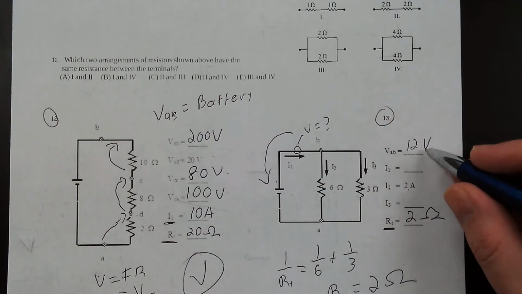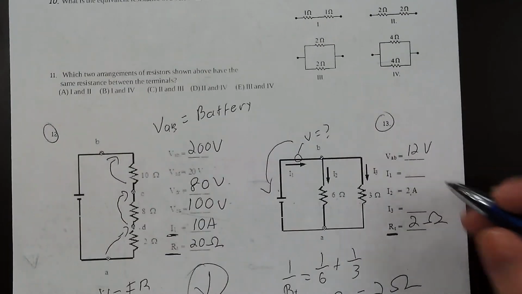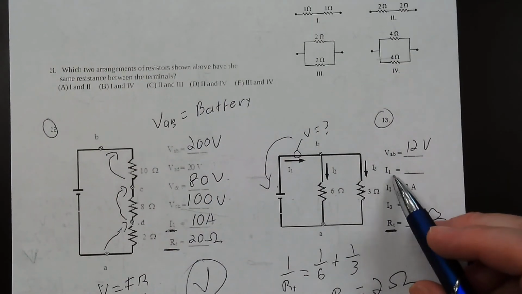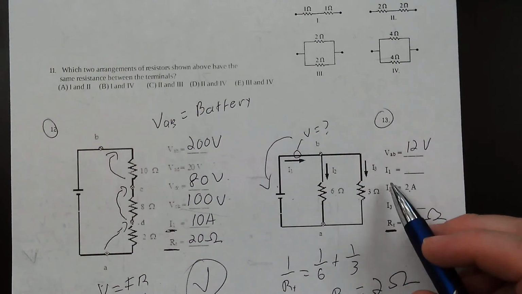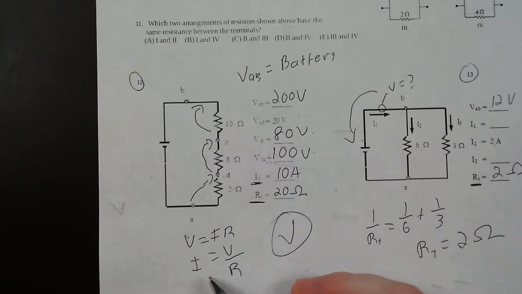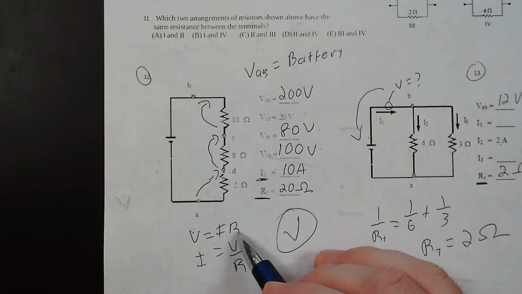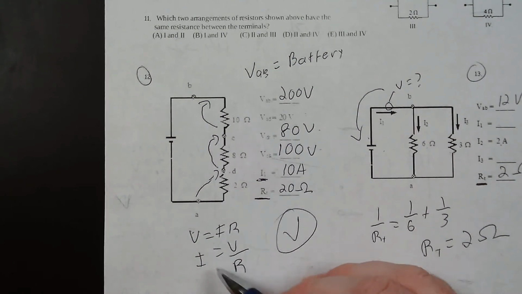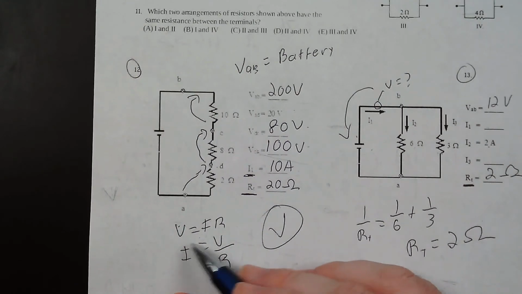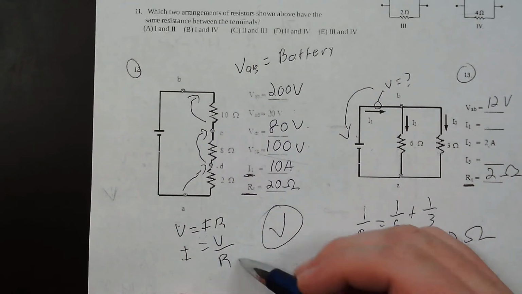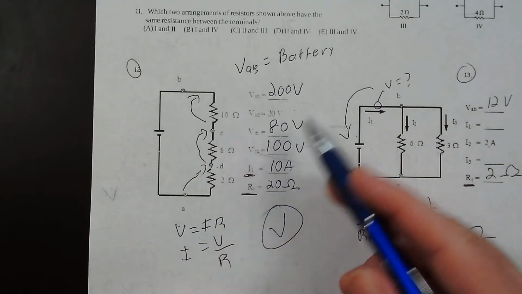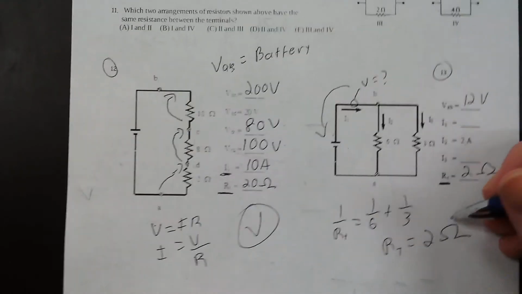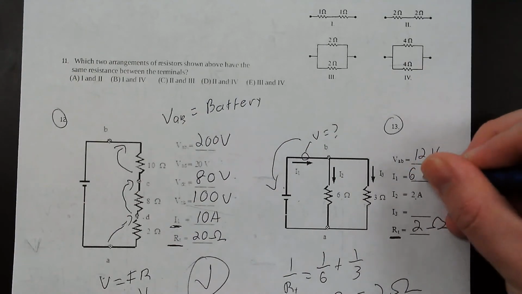Alright, now that I know the voltage of the battery, I can go ahead and find everything else I need. If I wanted to find the total current, that would be, again, using Ohm's law, V equals IR, or I is V over R. I'll use this one. So the current for the whole circuit, I1, is going to be the total voltage, which is 12, divided by the total resistance, which is 2, which means my total current is going to be 6 amps.